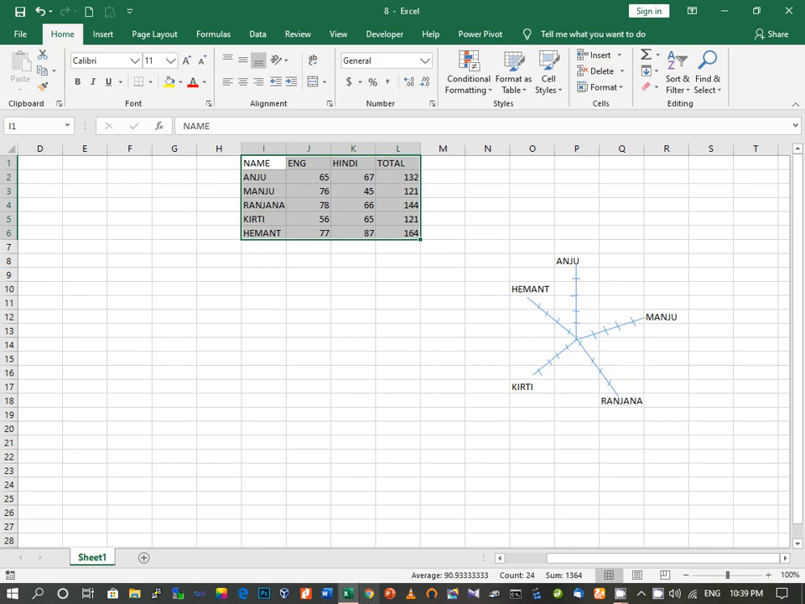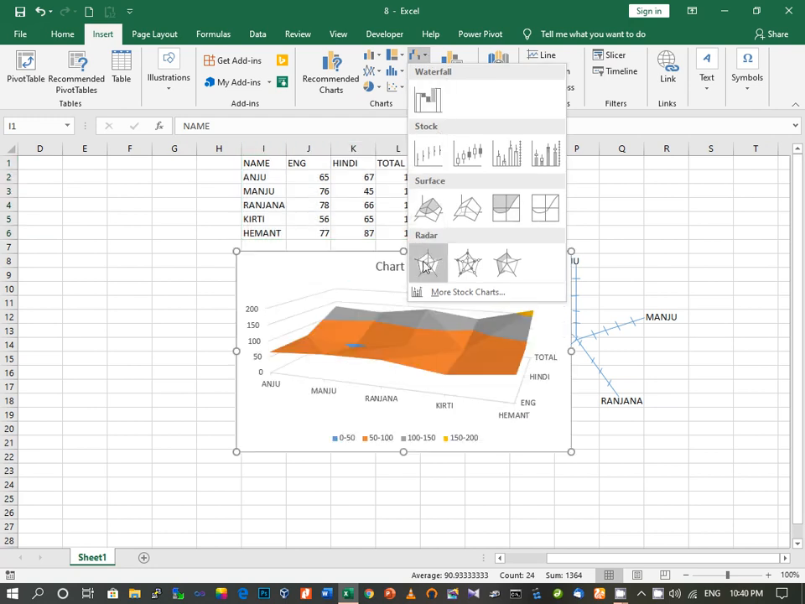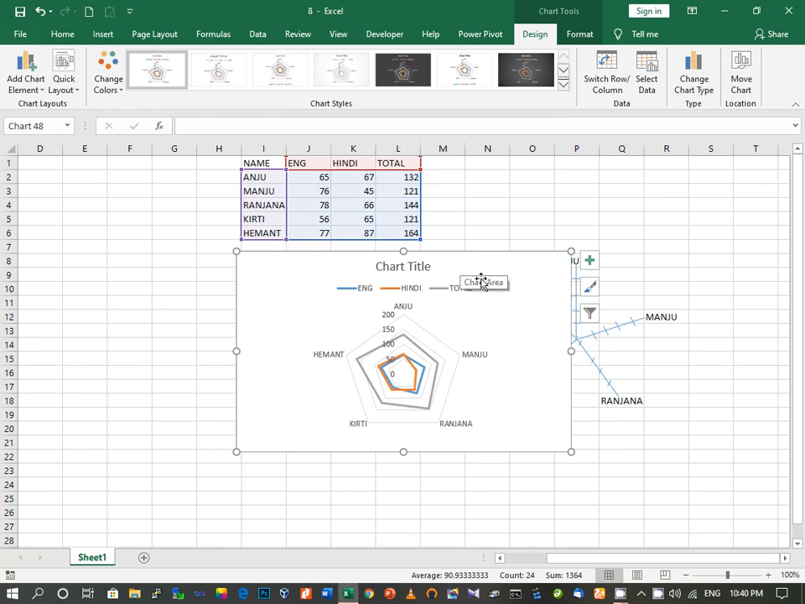Today we are going to study some more charts in Excel which we can make. The first one is the radar chart. To understand this, again we have taken this data, the previous table which we had done yesterday. Now we are going to insert a radar chart over here. So click Insert, then here we have the radar chart option. So this we have inserted.